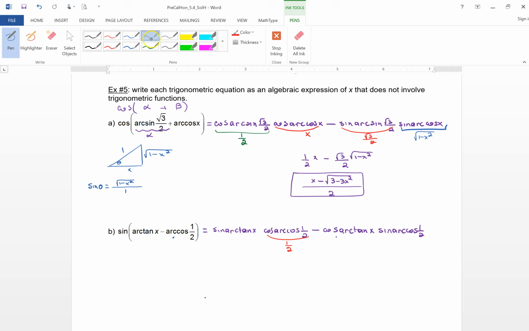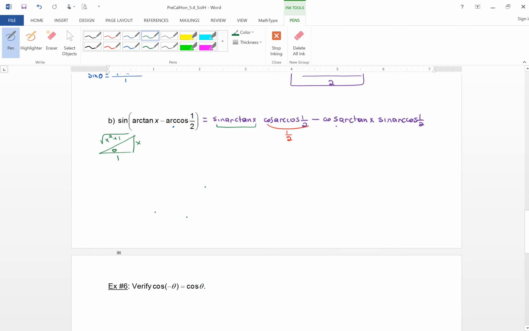Okay? The first one needs a triangle. I draw a triangle, the tangent of which is x, right? So opposite over adjacent is x. The hypotenuse is the square root of x squared plus 1. So the sine of theta is x over the square root of x squared plus 1, which is x times the square root of x squared plus 1 over x squared plus 1. Okay, I rationalized the root.